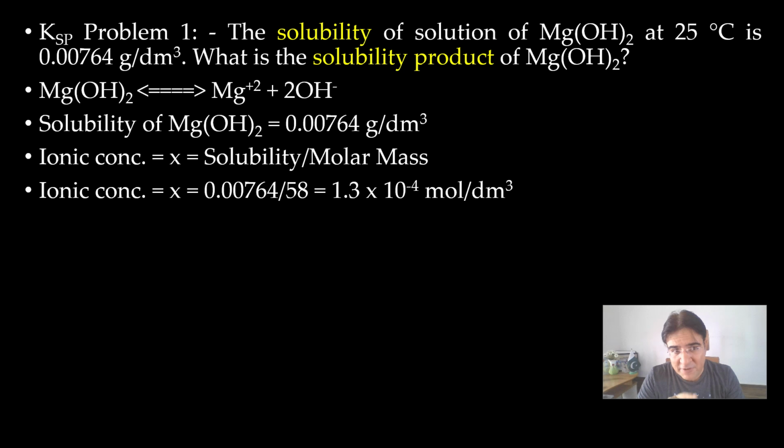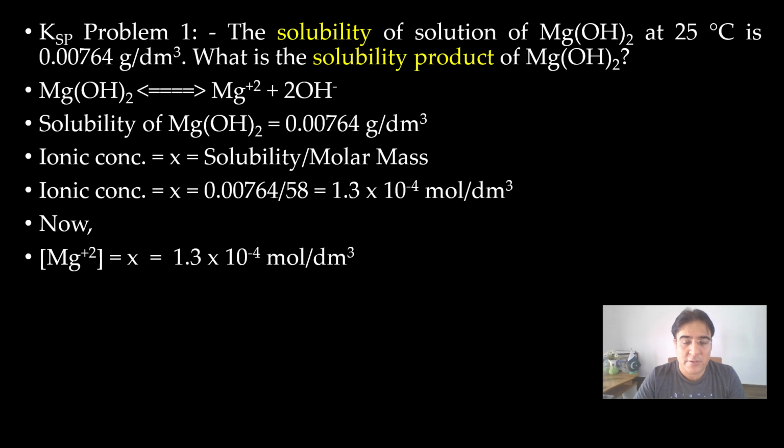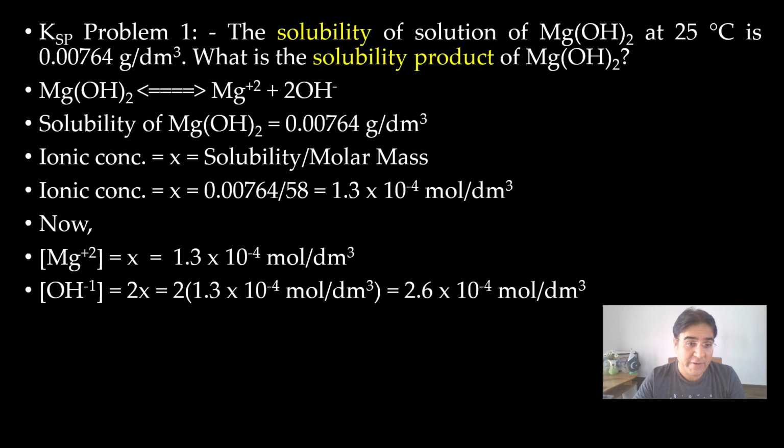For Mg, it will be just X. And for OH, it will be 2X, if you know why 2X. If you've been doing the problems of Kc, you would easily guess why 2X. So for the magnesium ion, there is only one magnesium ion, so the X will be the same for it. However, there are 2 OH, so this will be 2X. So to do 2X, you have this answer. Okay, now you know how to find the Ksp.